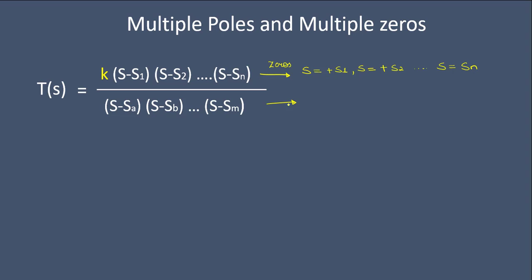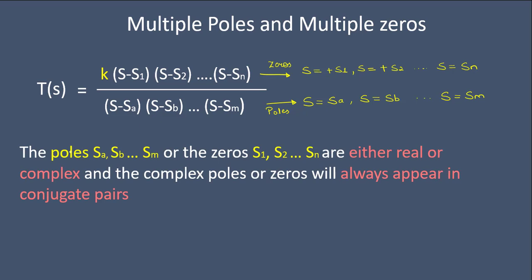So these are the zeros of the transfer function. Similarly, the roots of the denominator represent the poles of a transfer function. So if you put s minus sa equals to 0, you will get the pole s equals to plus sa. Similarly, we have the pole s equals to sb, so on till s equals to sm. So these are the poles and zeros of the given transfer function.